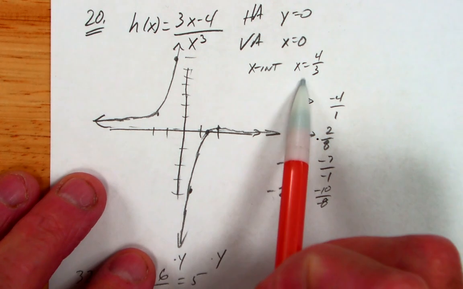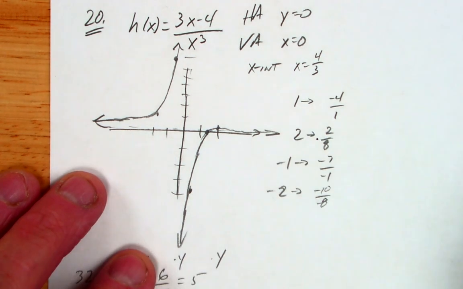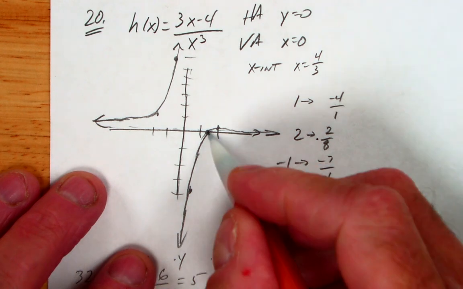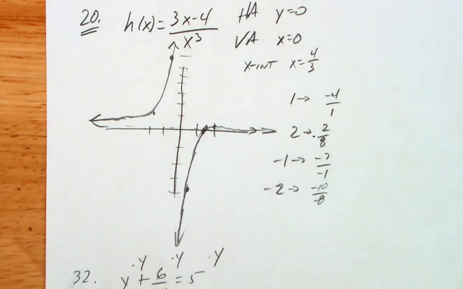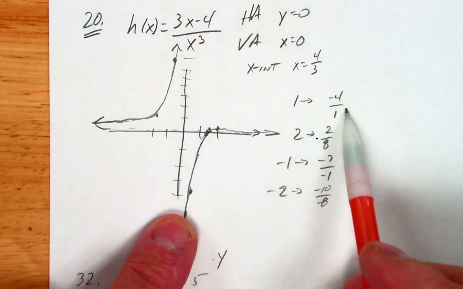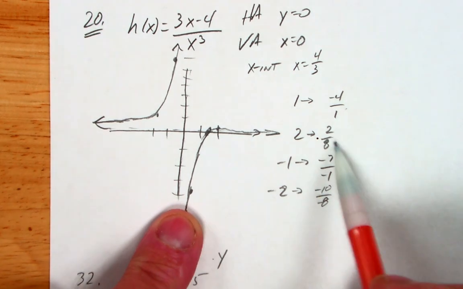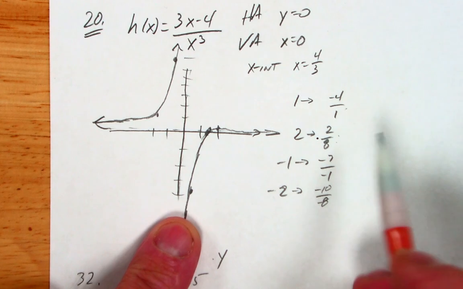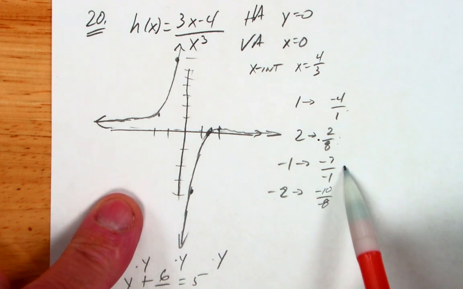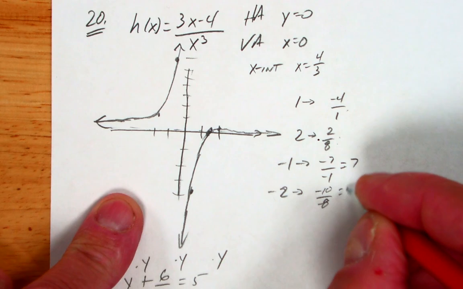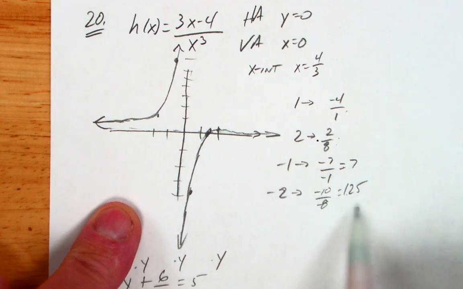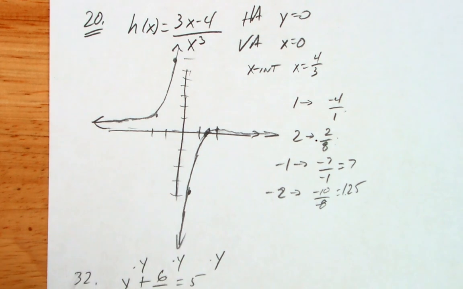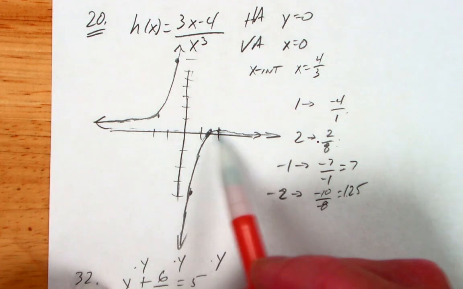And then here we've got an x-intercept of 4/3. So that told me it was going to cross the x-axis there. And I thought, let's see what happens at 1. I plugged it in, got -4. Plugged in 2, I got 1/4. Plugged in -1 and got 7. And then -2, 1.25. And we got something like this. Kind of an elegant little graph. I like this little doohickey here.